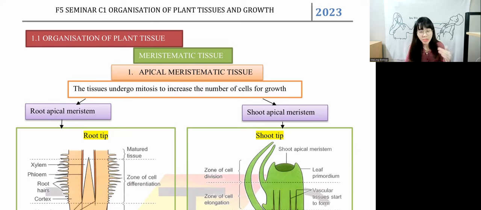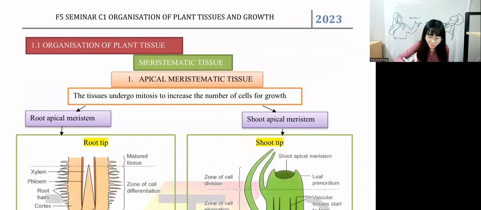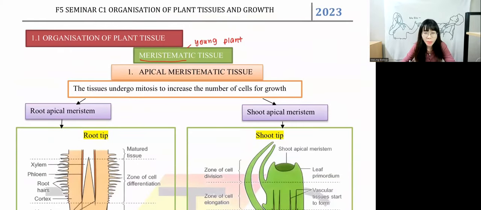In organization of plant tissue, we have two different types of tissue. We have meristematic tissue and we have permanent tissue. What does meristem mean? Meristem means young plant cell. Young plant cells are cells that have to grow. Permanent tissue means mature tissue. We will start with meristem first.